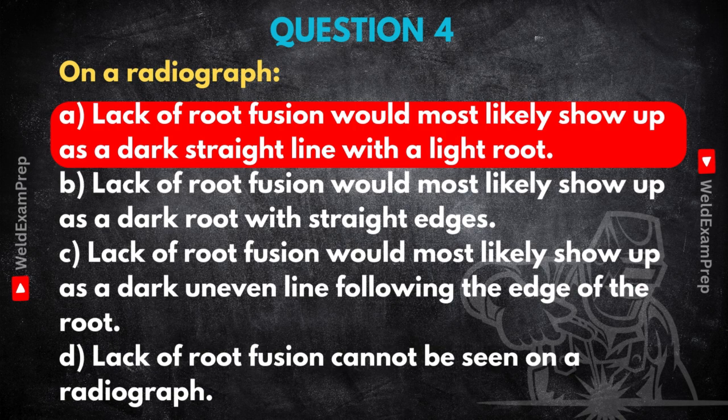Options B and C don't quite capture it. An uneven line might be more like incomplete penetration, maybe. Option D, indeed, is just wrong. RT is very good at finding this. That visual description is incredibly helpful. It really is like a decoder ring.